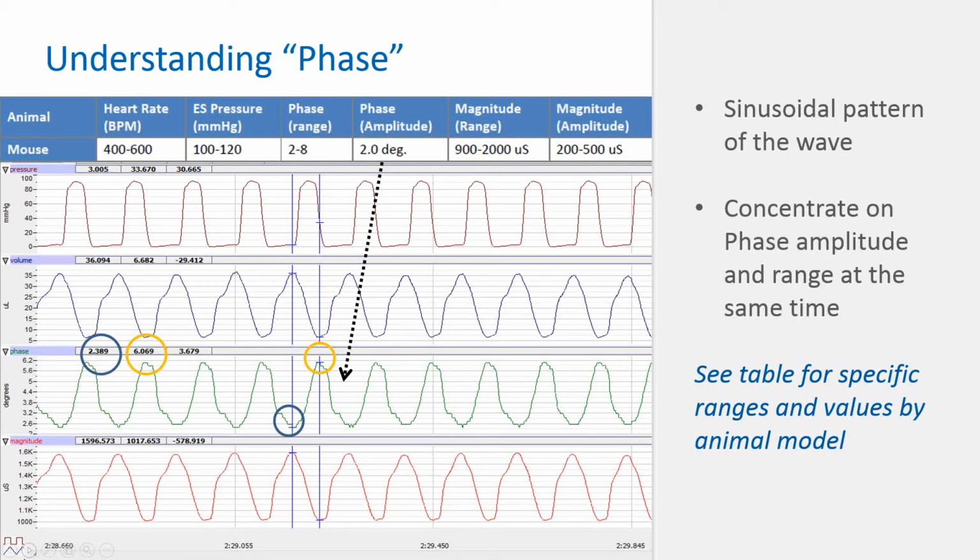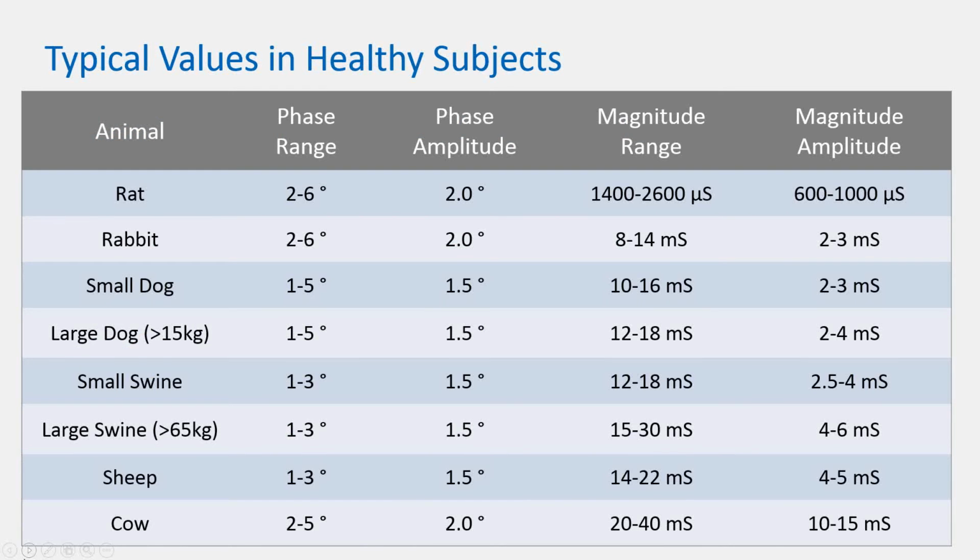This is for mouse. The values are for mouse. You can fully download it from the website. Here, I put typical values in the healthy subject. For example, here we have a rat. Phase range is 2 to 6, phase amplitude 2 degrees, and magnitude range 1400 to 2600 microsiemens with the magnitude amplitude 600 to 1000. So again, I won't go deeper in this table. It's fully downloadable from the website.